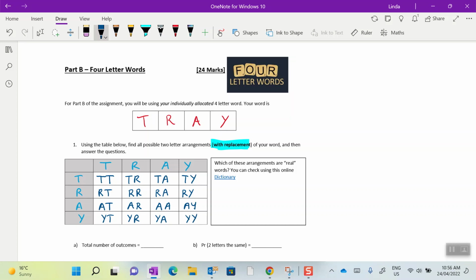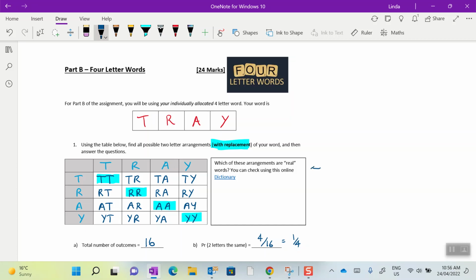So altogether, when I look at those outcomes, the ones I've drawn in dark blue, I count them up and there are 16 different outcomes. The probability that 2 letters are going to be the same, well, here's the ones where the 2 letters are the same. There's 4 of those, so the answer is 4 out of 16, and that fraction simplifies to 1 out of 4. Remember, to simplify a fraction, you can just put it into your calculator and press equals, and it will give you the most simplified answer.